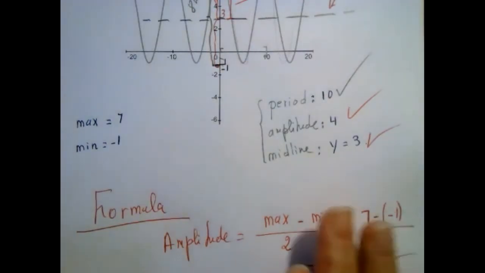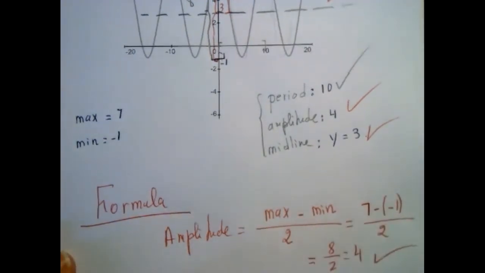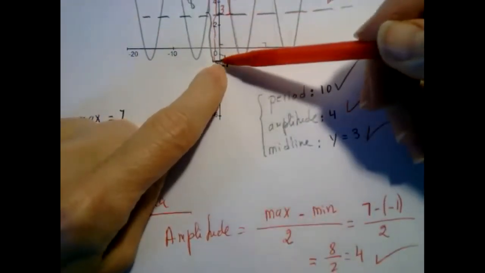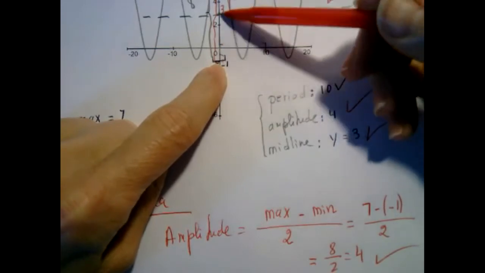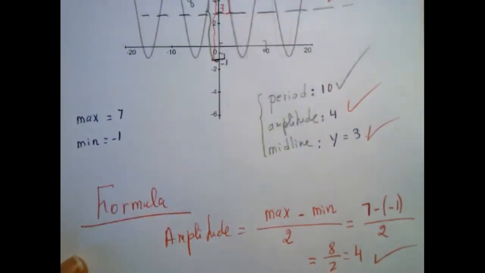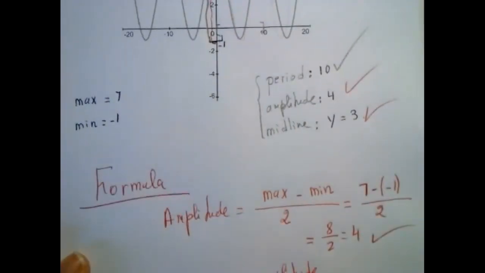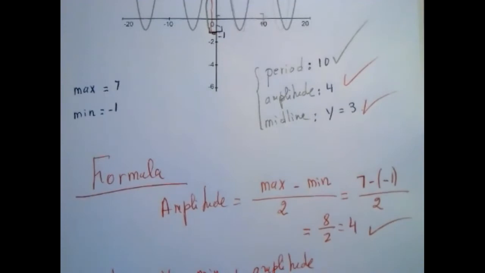The midline. There are several formulas for the midline. One formula is, basically, the midline is from here to here. So one formula for it is, you take the minimum value and add the amplitude to it. The minimum value is -1. The amplitude is 4. This is equal to 3. Okay, that's how we find the midline.